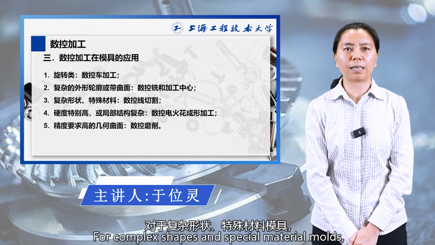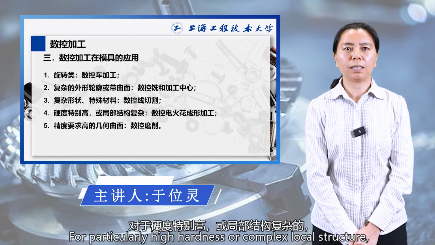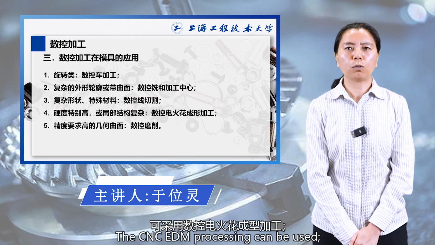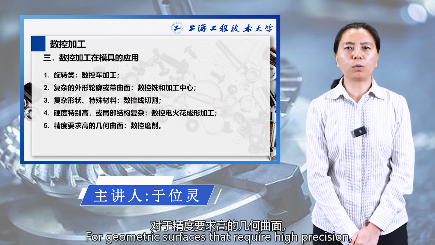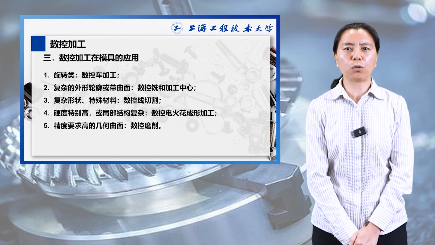For complex shapes and special material molds, CNC wire cutting is adopted. For particularly high hardness or complex local structures, CNC EDM processing can be used. For geometric surfaces that require high precision, CNC grinding can be used.